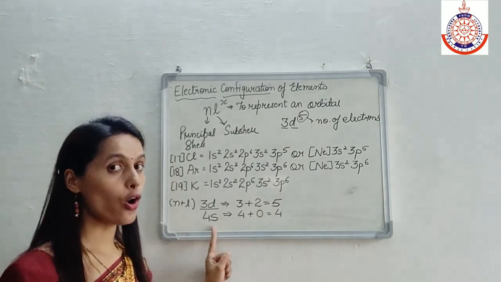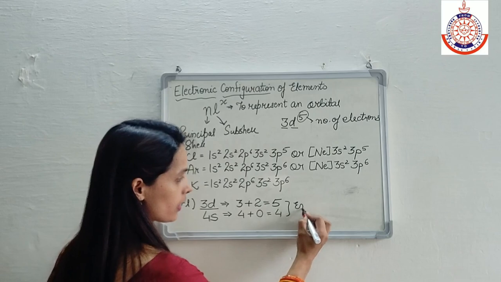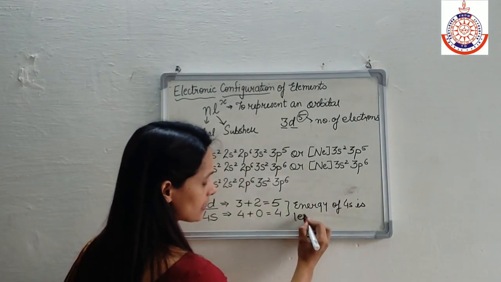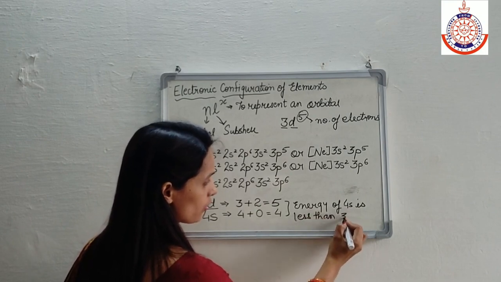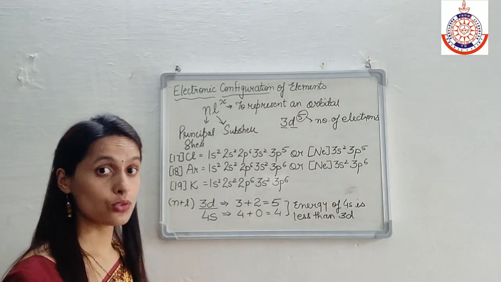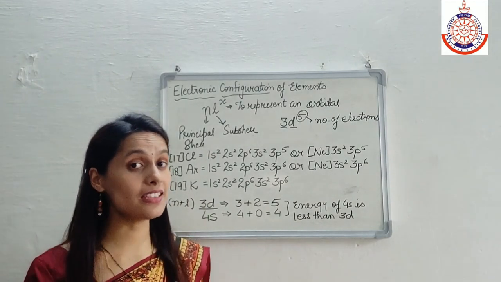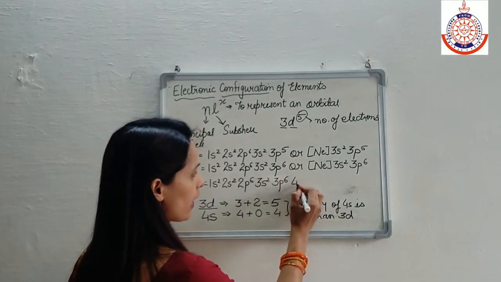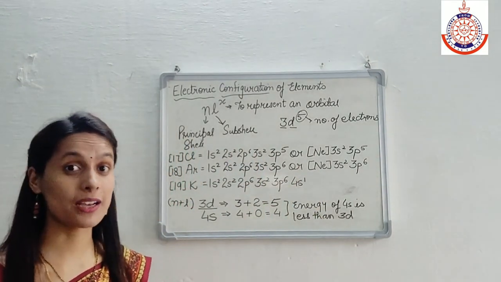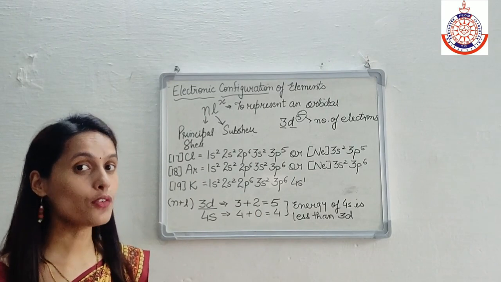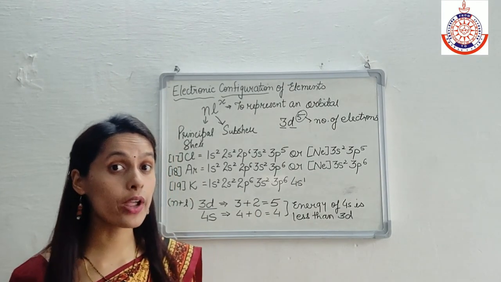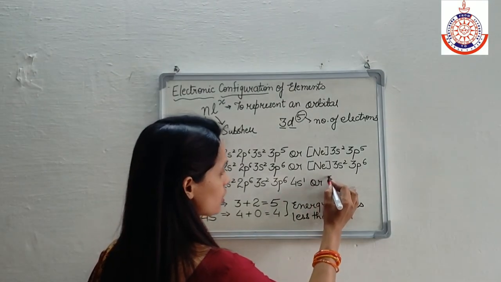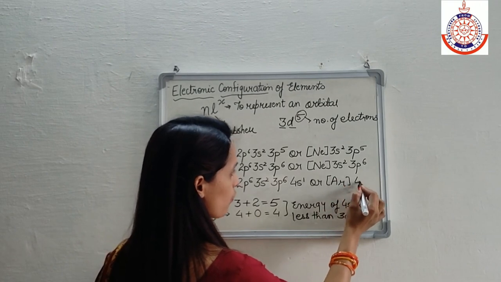It means the energy of 4s is less than 3d. So the electron will go to 4s and then to 3d. So it becomes 4s1. The electron will not go in 3d, it will go in 4s1. So 3d becomes 0, or the configuration becomes argon 4s1.